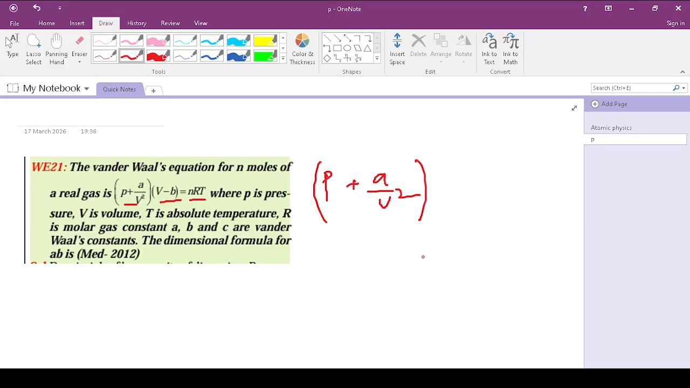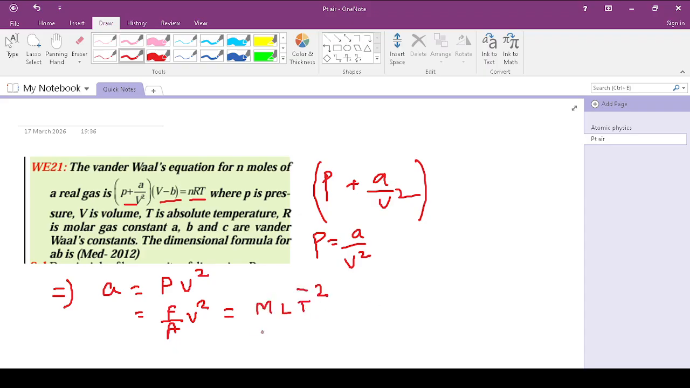According to the principle of homogeneity, all the terms under the bracket must be dimensionally the same. So that implies A must be equal to P multiplied by V square. Now P is pressure, V is volume. So this is force by area into V square. Force is given by MLT power minus 2. Area is length into width, basically L square. And volume is L power 3, to the power 2.